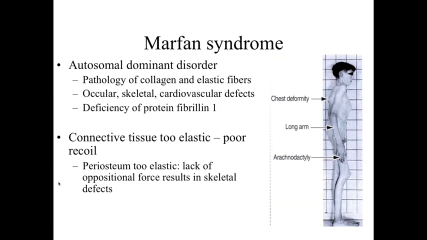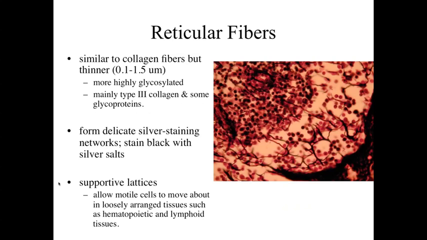Things like the periosteum, the structure around the outside of the bone, is too elastic, and so we get a lot of skeletal defects because we need the forces on the bone to direct the deposition of bone, to direct the strength of the bone structure. And we don't have that if we don't have the support and the structure in these connective tissues.